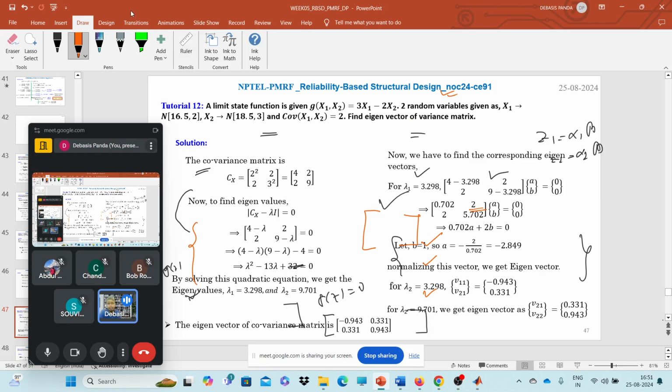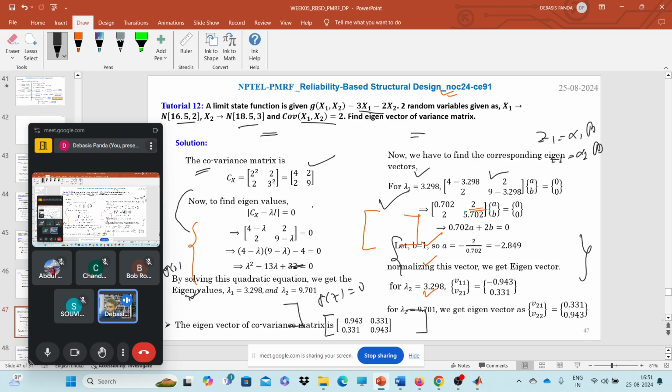Well, now let's solve another problem. Here, the limit state is given and the covariance. This problem, we have also solved. What you need to do? The eraser is not working actually, so bear with me. Here 3x1 minus 2x2 are given, they all follow normal distribution. Covariance is given, so this is the covariance matrix.